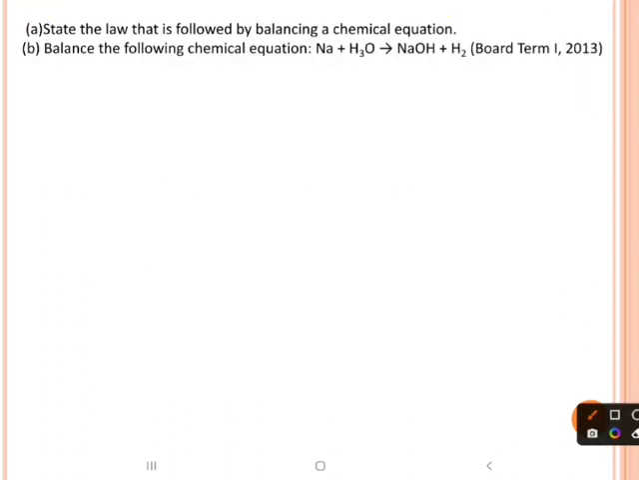Let us see question number 2. Question number 2 was asked in board term 1. Now it has two parts. First of all is: state the law that is followed by balancing a chemical equation. So you can see that the board perspective is very similar. We have the same types of questions only. So the law that is followed by balancing a chemical equation, we can write, is the law of conservation of mass. This is the law which is followed while balancing the equation.